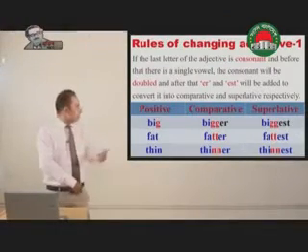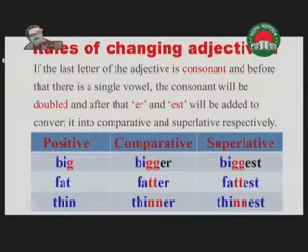Okay, fine. I repeat, if the last letter is a consonant, big, you can see G is a consonant here, and before that consonant there is a vowel, I is a single vowel. According to this rule, the last consonant will be doubled in comparative. So, big, bigger, G is doubled here, and finally superlative biggest. Similarly, fat, fatter, double T, fattest, double T. Dear students, you can see here, thin, thinner, thinnest.